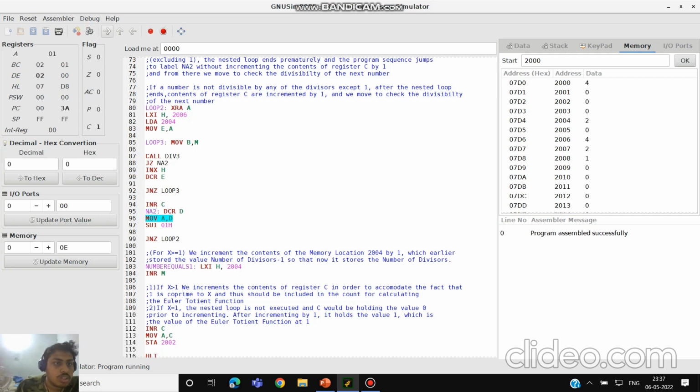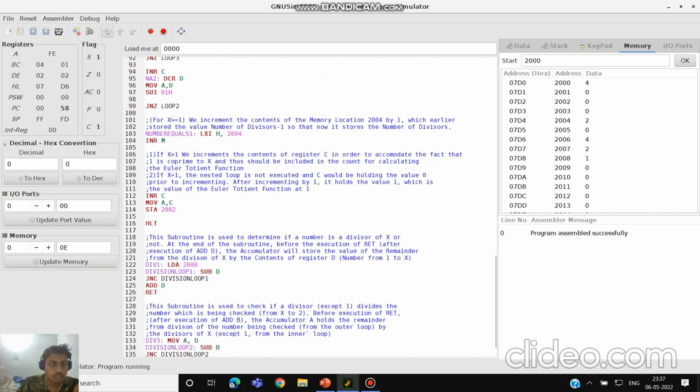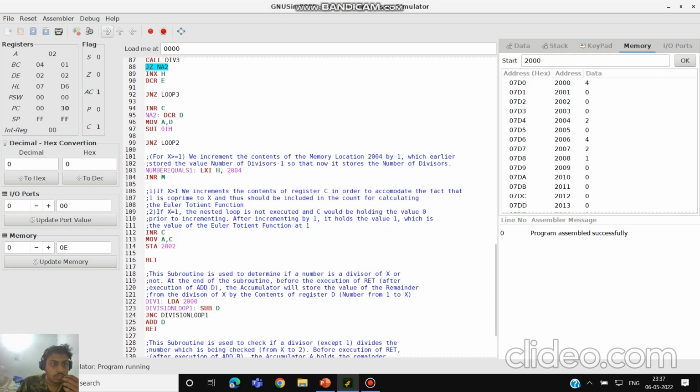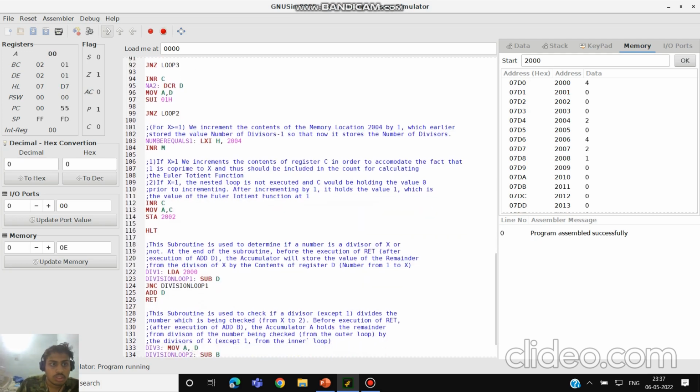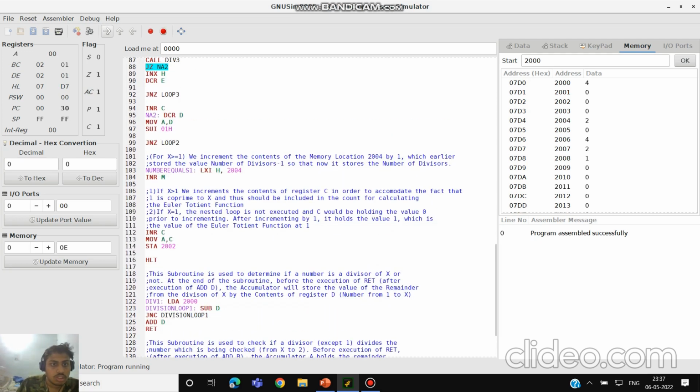So now we go to the next dividend, which is 2. As you can see, it is also non-coprime to 4, but it is not divisible by 4, but it is divisible by 2. So you will see that when I execute it for 4, it will give a remainder of 2. But when I execute it for the divisor 2, then it will give a remainder 0. And so the jump JZ NA2 will be executed. It will jump to NA2, decrement D.